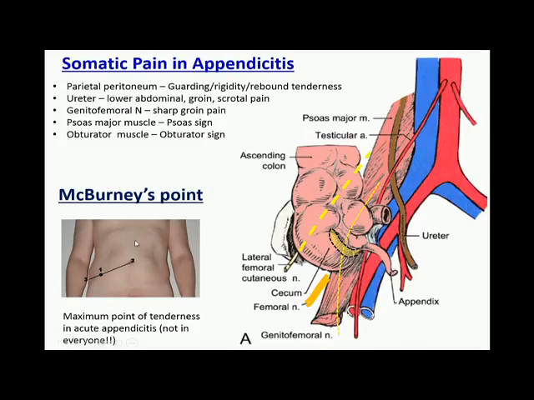Now, what is McBurney's point? These things might be asked by the surgeons in your clinical rotations. By definition, McBurney's point is the point of maximum tenderness in acute appendicitis. If you draw a line from the umbilicus to the anterior superior iliac spine, it is at the junction of the lateral third. If you put a finger there and press, there is acute tenderness. So it's called McBurney's point or McBurney's sign.